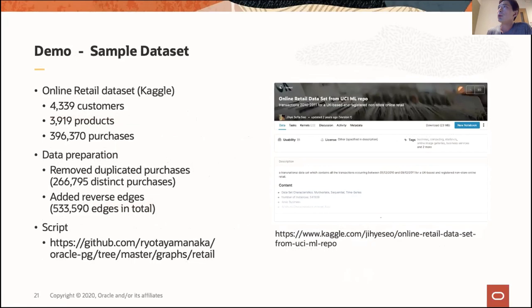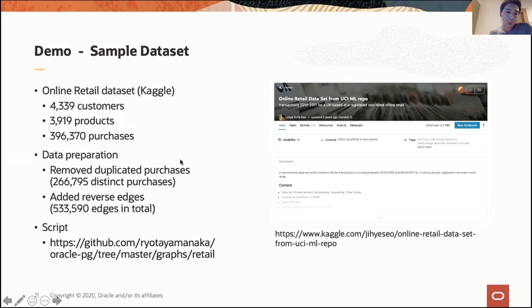Okay, I want to show one small demo for the first algorithm, PageRank, personalized PageRank, using this sample dataset. This is downloaded from Kaggle. This is an online retail dataset which includes more than 4,000 customers and more than 3,000 products, and the relationship between them, like the number of purchases. For preparing this data using a relational database, we can remove duplicated purchases just to simplify the story.